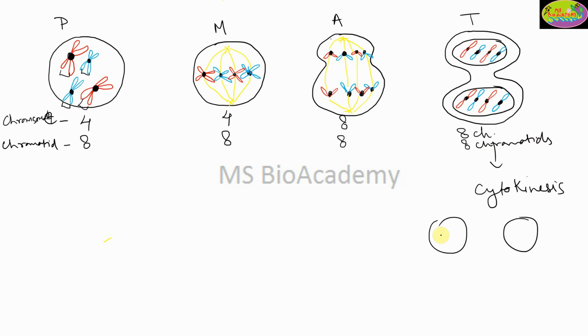After cytokinesis, what will occur? After cytokinesis you will get 4 centromeres in each cell, so that means 4 chromosomes. In each of these cells, 4 chromosomes are there. And what about the chromatids? You can see 4 chromatids in each of them. So 4 is restored here. This is how you can calculate it.